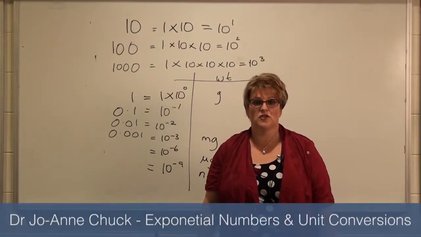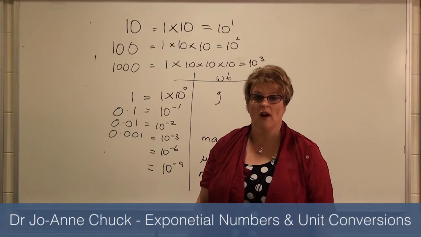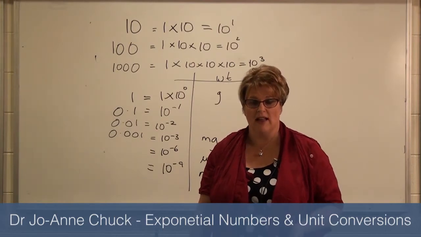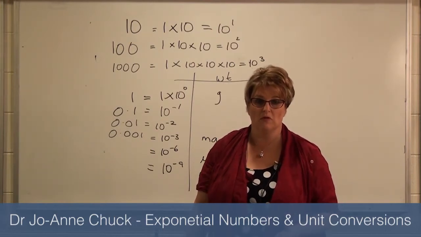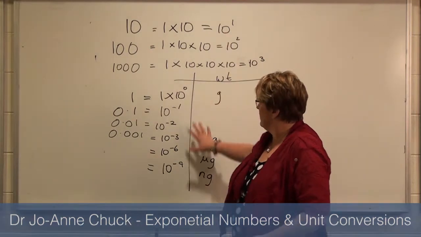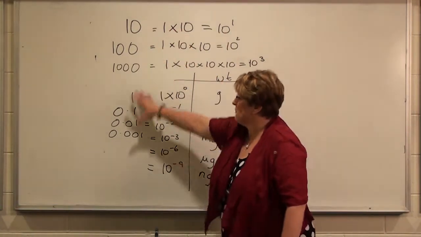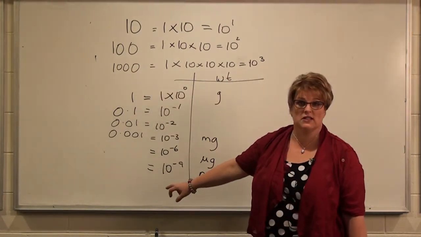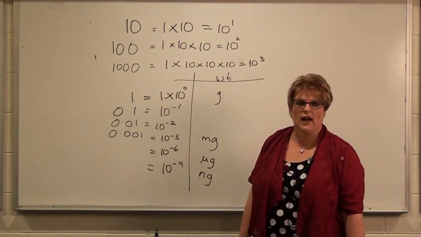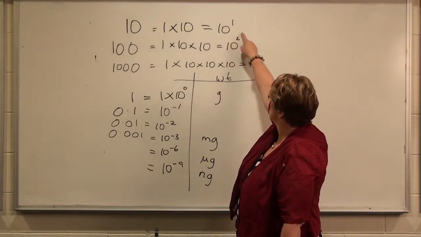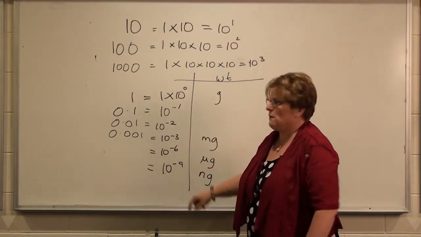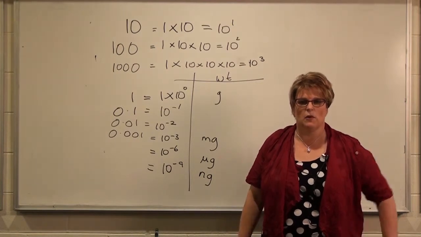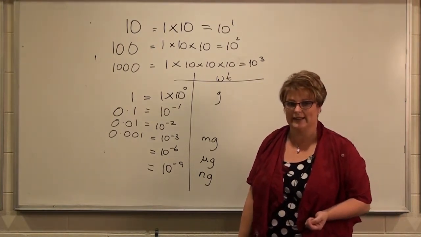So exponential numbers, as explained before, are a way to deal with very, very large numbers or very, very small numbers. On the board here, I have a range of numbers which range from very, very big down to very, very small. And you can see how we use scientific notation to be able to summarise these numbers in a way which is communicated quite clearly.